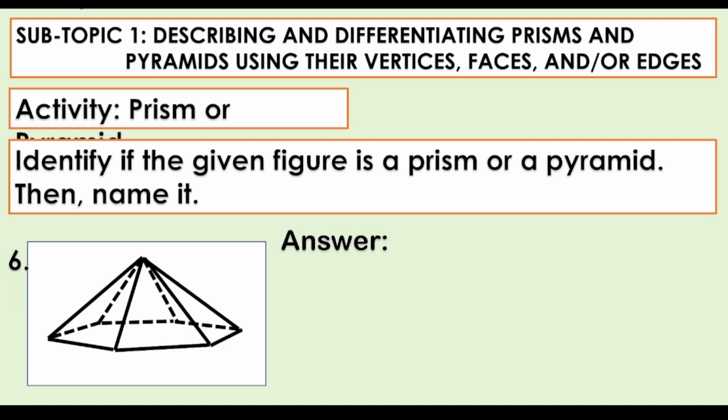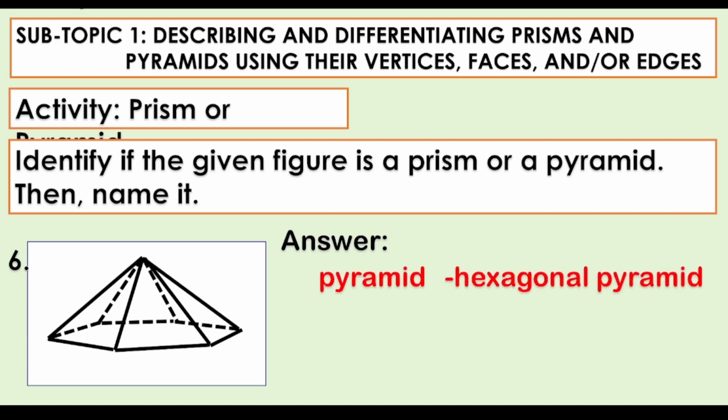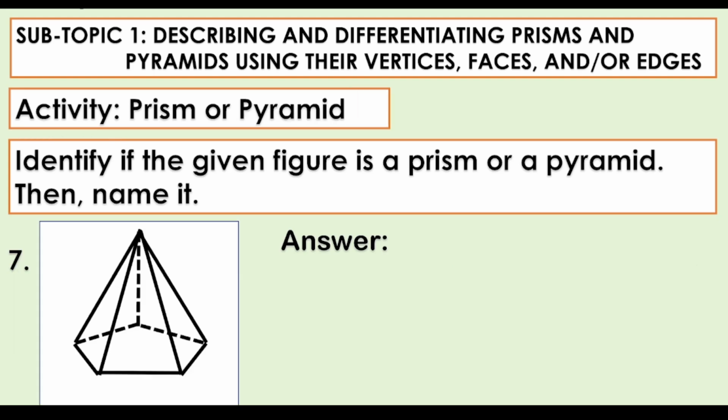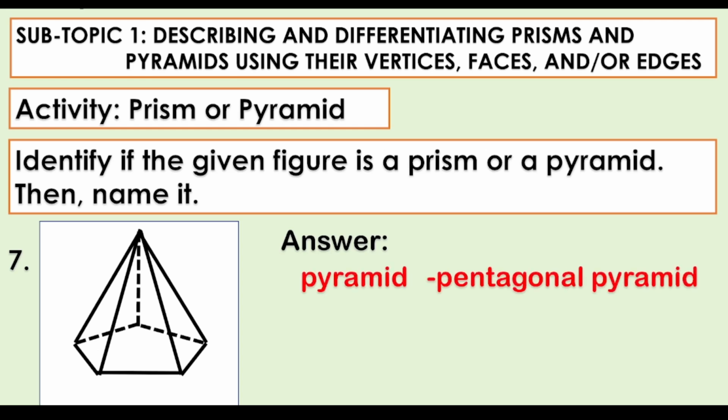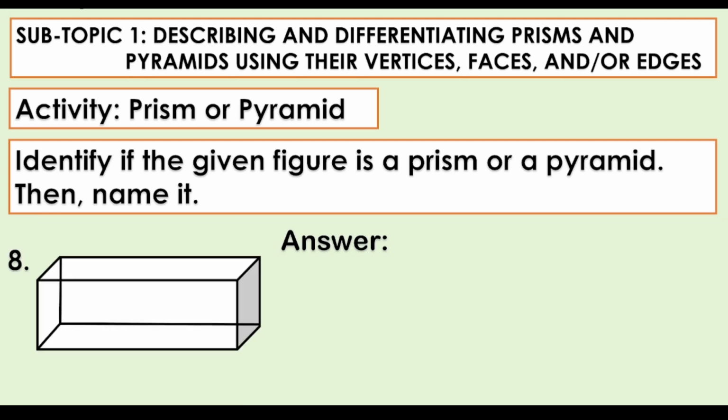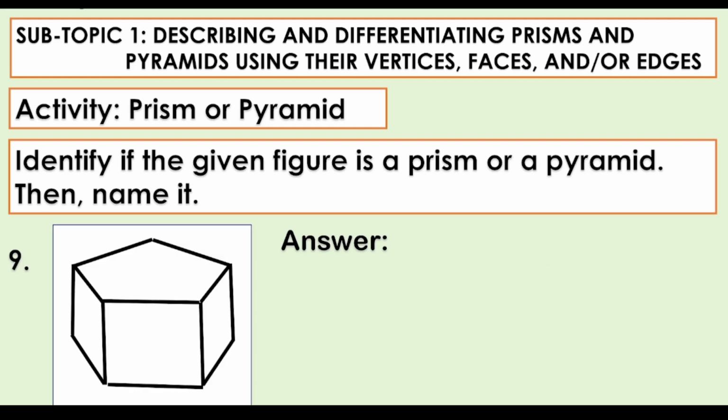Number 6. Answer. Pyramid. Hexagonal pyramid. Number 7. Answer. Pyramid. Pentagonal pyramid. Number 8. Answer. Prism. Rectangular prism. Number 9. Answer. Prism. Pentagonal prism.